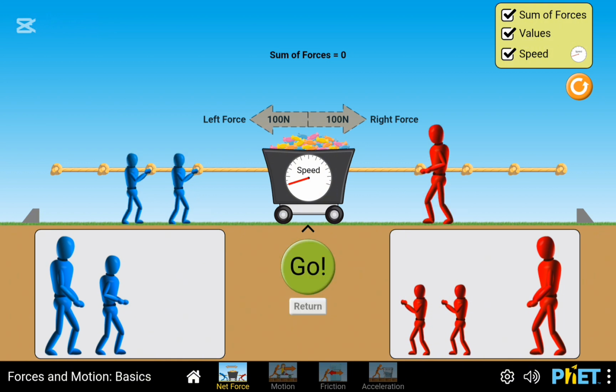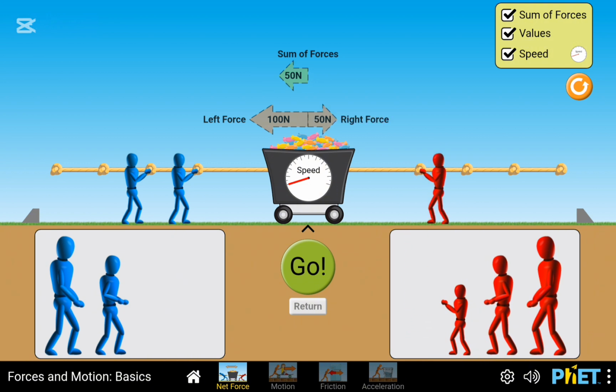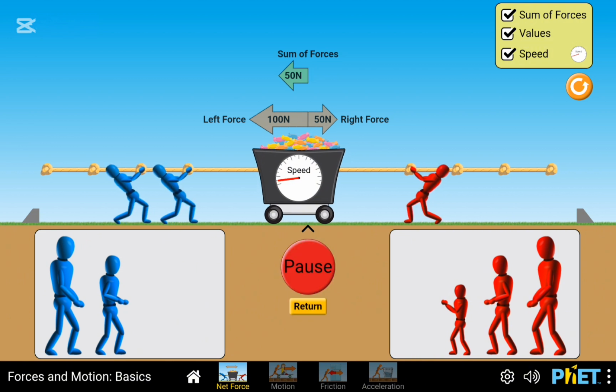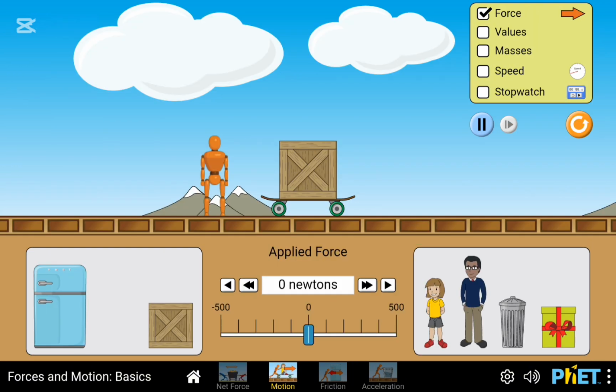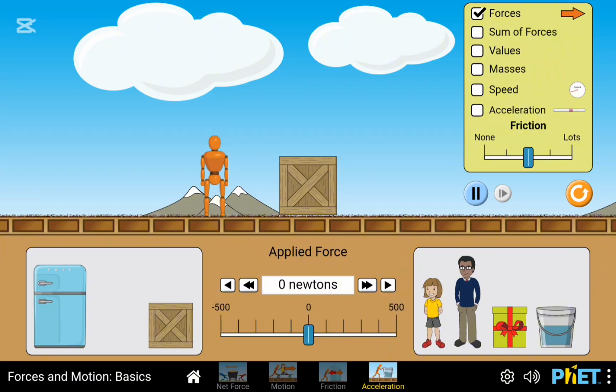But if you change something like this one, obviously on the left side 100 Newton force is applying and on the right side 50 Newton force is applying. So the resultant force, the force that is going to act and move the object, is 50 newtons on the left side, as you can see. We can learn so many things like motion, friction, or acceleration.